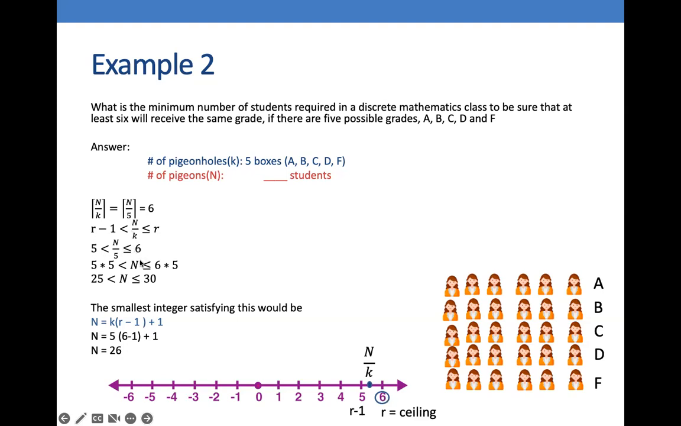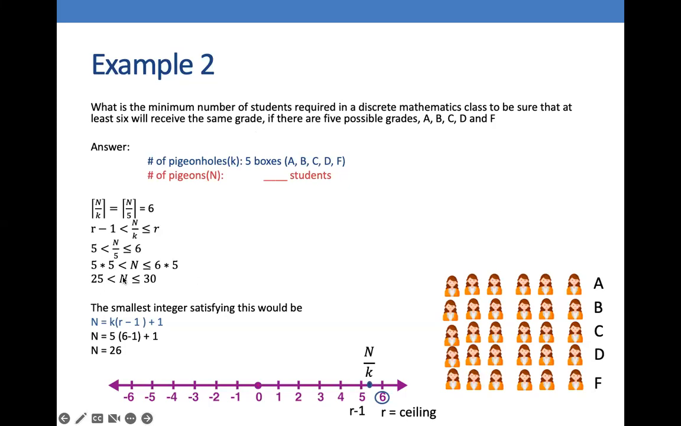Given this range, how can we find the n? We simply have to multiply this whole equation by 5. So we have 5 times 5 less than n, and less than or equal to 6 times 5. Equating it, we have n greater than 25 and less than or equal to 30. This is the range of the number of students required in a discrete math class to be sure that at least 6 will receive the same grade.